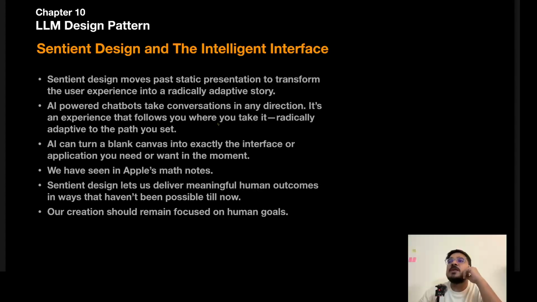So it's evident that this is a new way of thinking, sentient design. We can think about some completely radical approaches to how this AI will be implemented as per the user's need. It's a lot to think about and a lot to explore. And our creation should remain focused on human goals. So that's the goal, right?